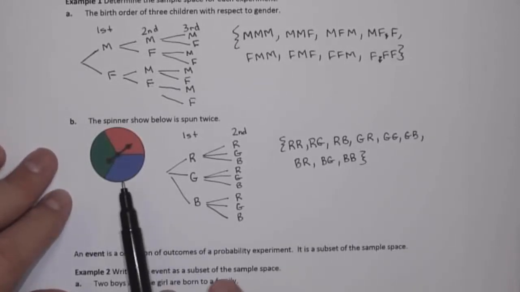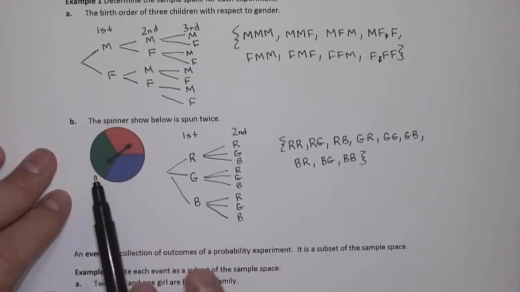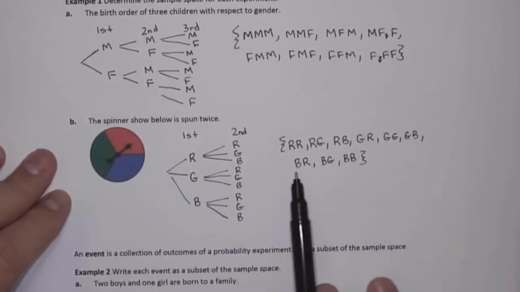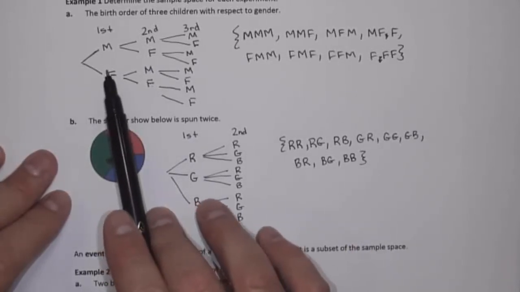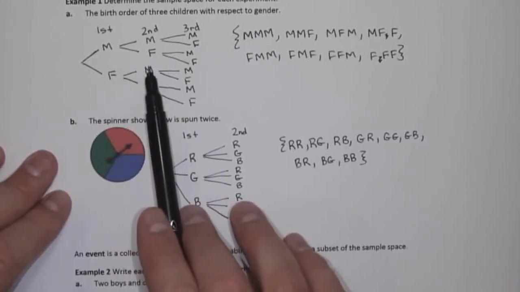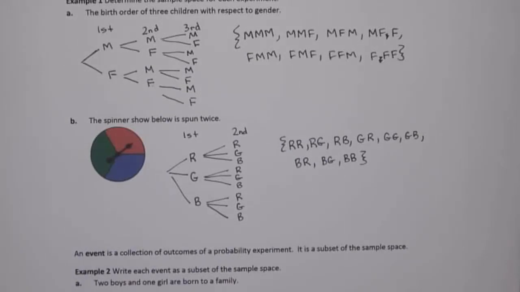And again, from our counting techniques, we could tell there should be 9 because we're going to have 3 outcomes for the first spin, 3 outcomes from the second spin. So 3 times 3, there should be 9 outcomes. Likewise, 2 outcomes for the first child, 2 outcomes for the second child, 2 outcomes for the third child. 2 times 2 times 2 is 8. So there were 8 outcomes that were possible.